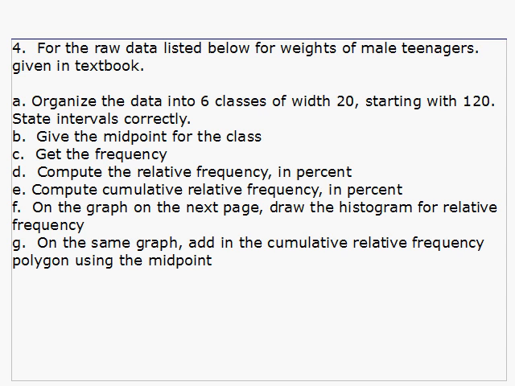I'd like you to organize it into 6 classes of width 20, starting with 120. So the lowest point of each class would be 120, 140, 160, 180, etc. And that's what I mean by stating the intervals correctly.